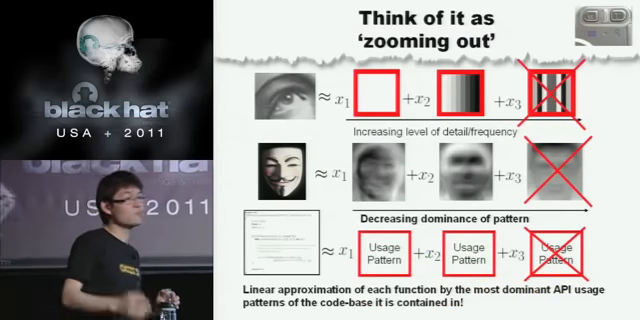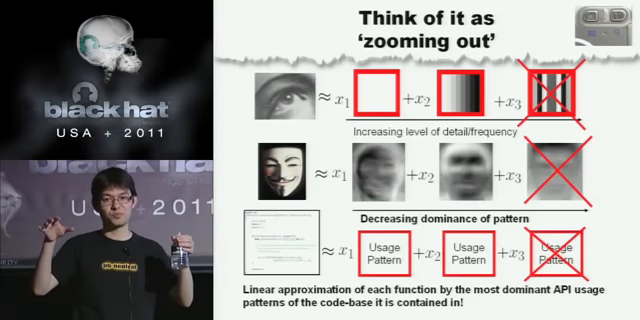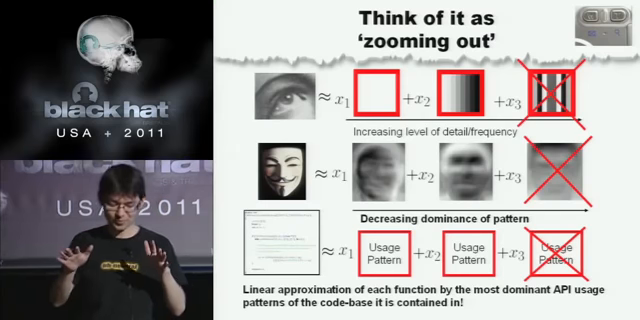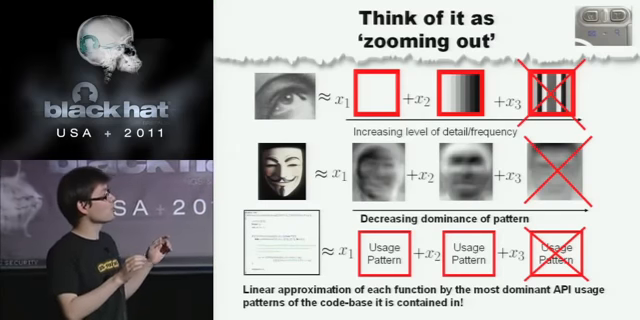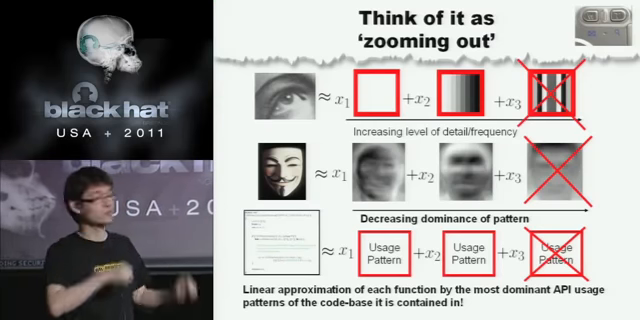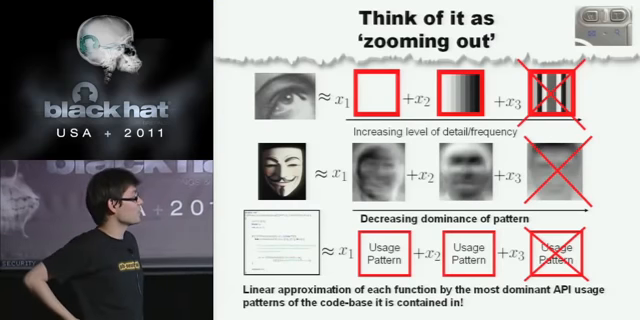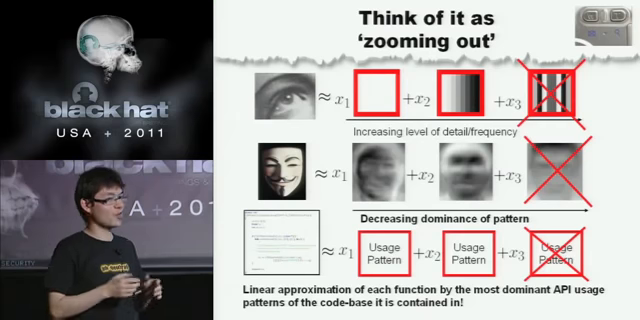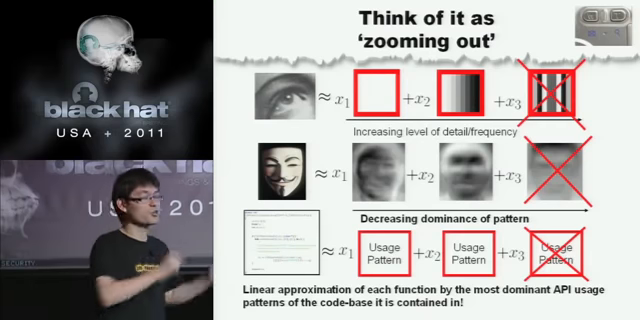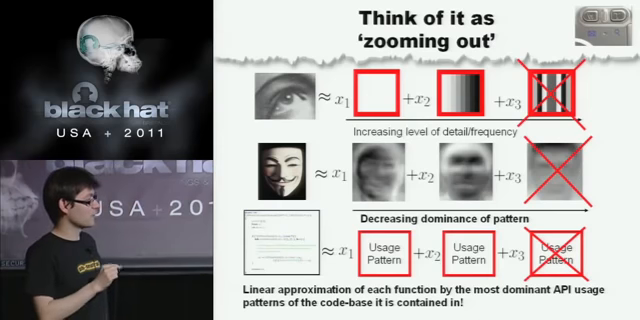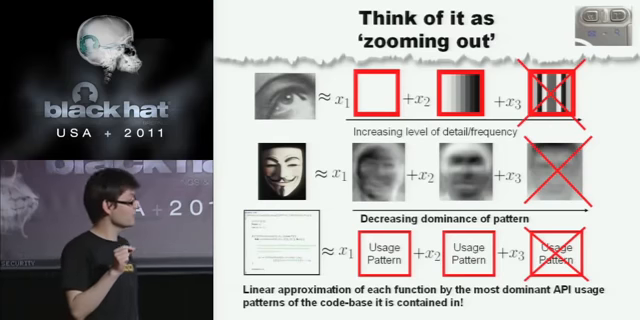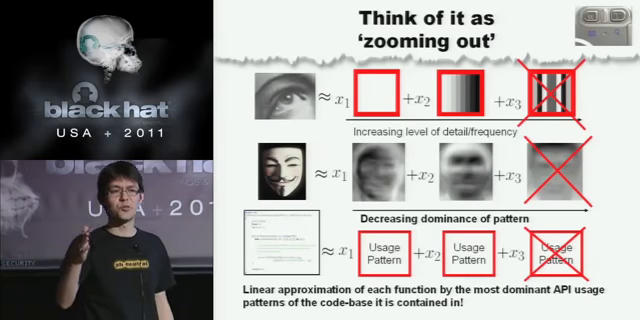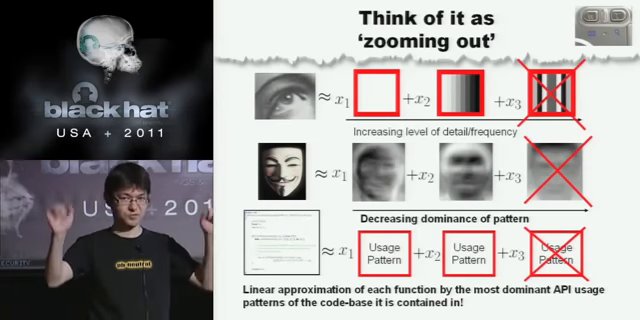You can think of this as zooming out on code. If you zoom out on something, you start to not see the little details anymore. If you zoom out in image processing, you just cut off at a certain frequency. When you do this in face recognition, you cut off at a certain dominance of the pattern. If it's not that important anymore, we cut off. And that's the same that we're going to do with code. We're going to extract the most dominant API usage patterns in the code base, and then at some point just say, these are not so dominant. We're not going to consider these. That's just noise. Okay.